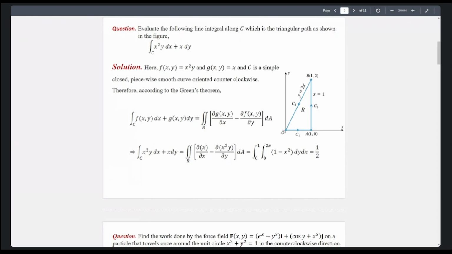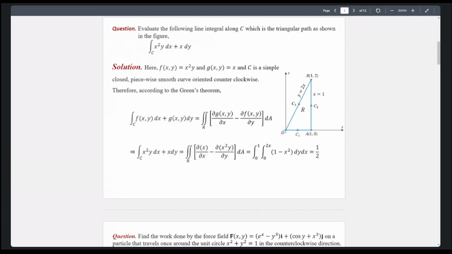So what is g and x? G is the y component here, the coefficient of dy, and f is the coefficient of dx. So f of xy is x square y, g of xy is only x. Okay. So then according to Green's theorem, double integration should be taken on del g del x minus del f del y.